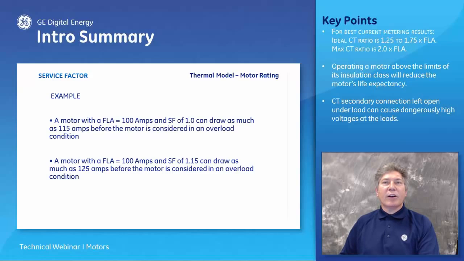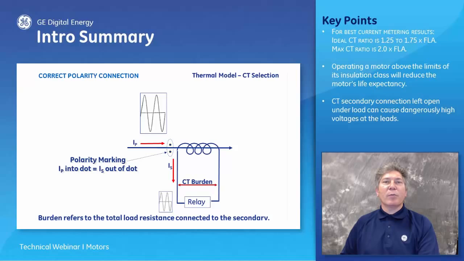As displayed in the diagram shown here, when current flows through the primary of the CT in the direction of the polarity markings, current will flow out of the secondary of the CT away from the polarity markings. This will result in no phase shift occurring between the current entering the CT and the current being read by the relay.